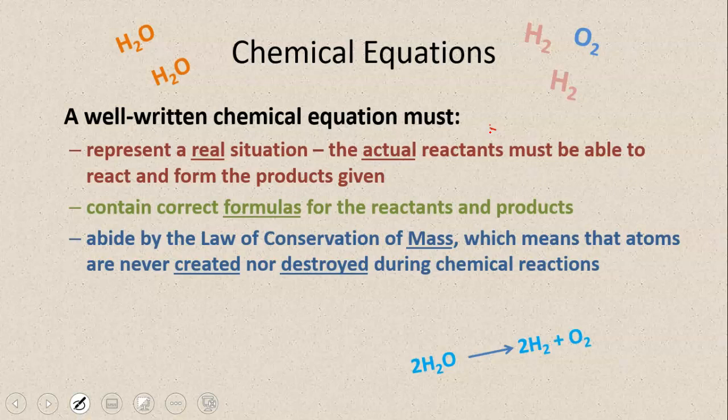It also needs to contain the correct formulas for those reactants and products. So you can't just make up random letters and things like that and random combinations of letters. You have to have the correct formulas. And then it has to abide by the law of conservation of mass, which means that atoms are never created or destroyed during chemical reactions, which means the amount of each element has to be the same on each side of the chemical equation, because you can't create something and you can't destroy something. So it has to be the same on both sides.